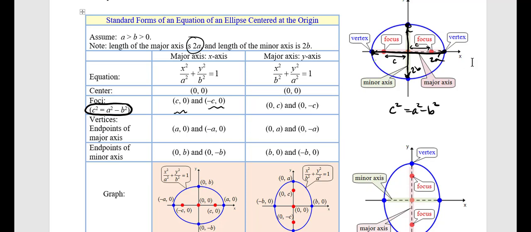Right. In this sort of arrangement, we always call the location of the vertices, those are a distance a away from the origin. So for this horizontally oriented major axis, a major axis along the x-axis, that'll mean our vertices are at (negative a, 0) and (a, 0). Likewise, the minor axis, the vertical one, will go from (0, negative b) up to (0, positive b). So that's where we get these endpoints of the major axis and of the minor axis.